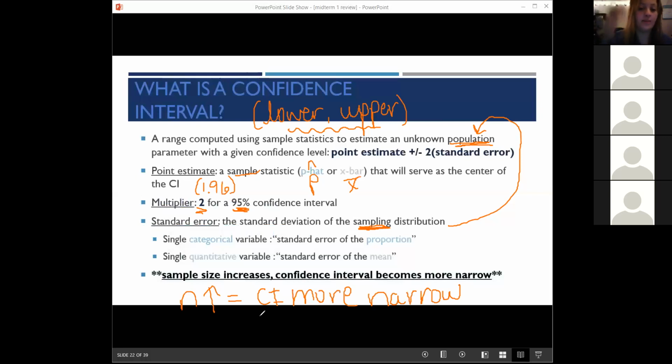And so that also, remember, standard deviation, standard error is your spread. So if you think about it, when your sample size increases, your spread is going to decrease. So your standard error is going to decrease. And then also, how narrow your confidence interval is going to decrease.